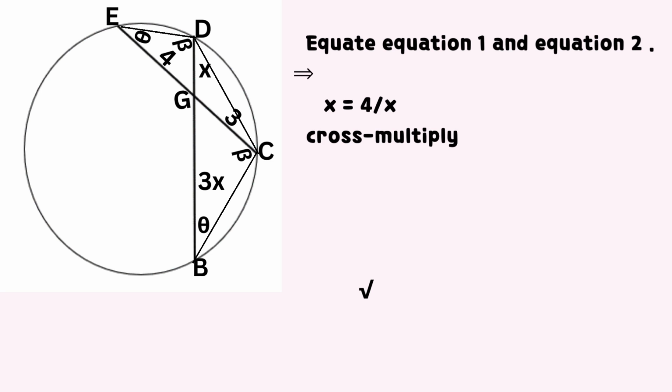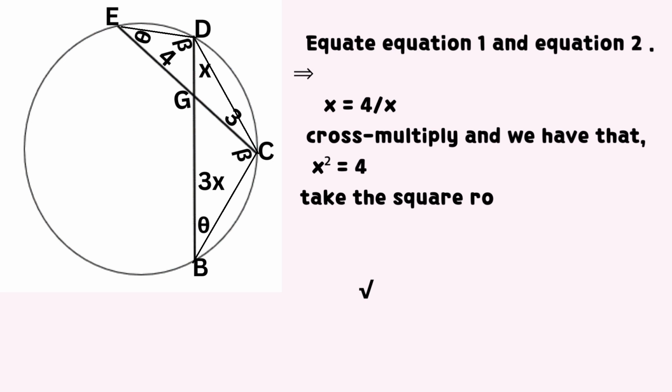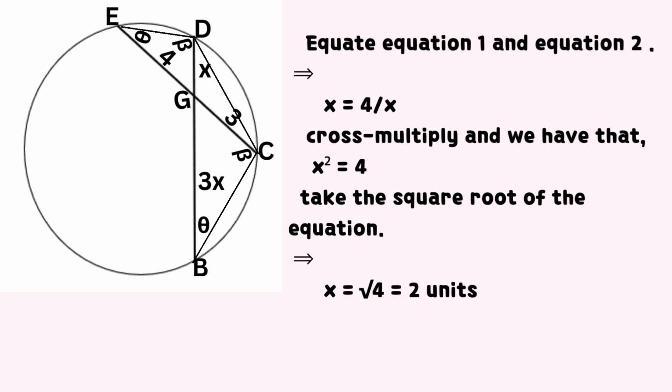Equate equation 1 and equation 2. It implies that X equals 4 divided by X. Cross multiply and we have that the square of X equals 4. Take the square root of the equation. Hence, X equals the square root of 4, which equals 2 units.